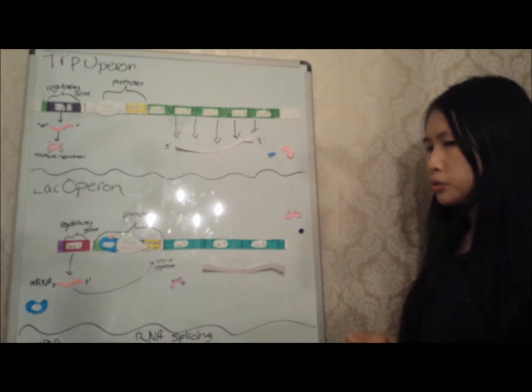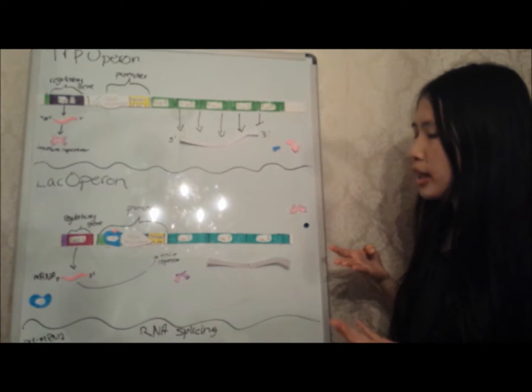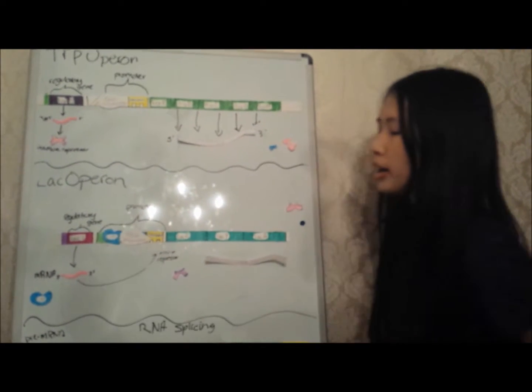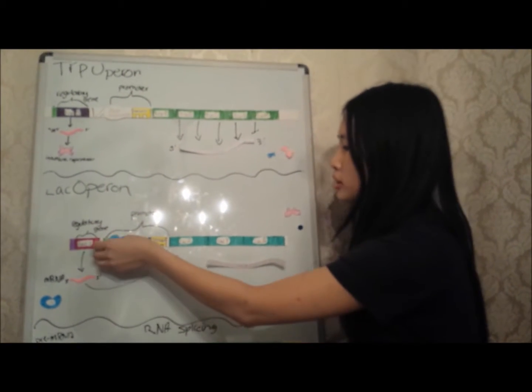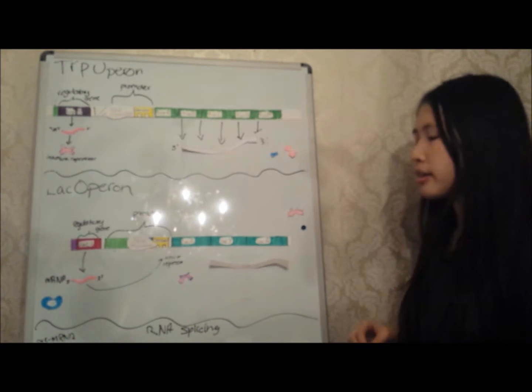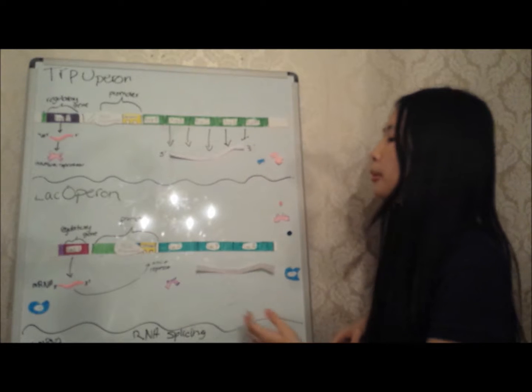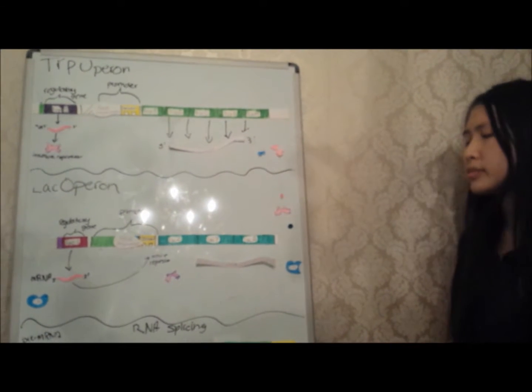When glucose levels rise again, the level of cAMP falls, meaning there's not enough cAMP to bind to the CAP, which causes the CAP to go back to being inactive and no longer there to help the RNA polymerase bind to the promoter and transcribe the genes.